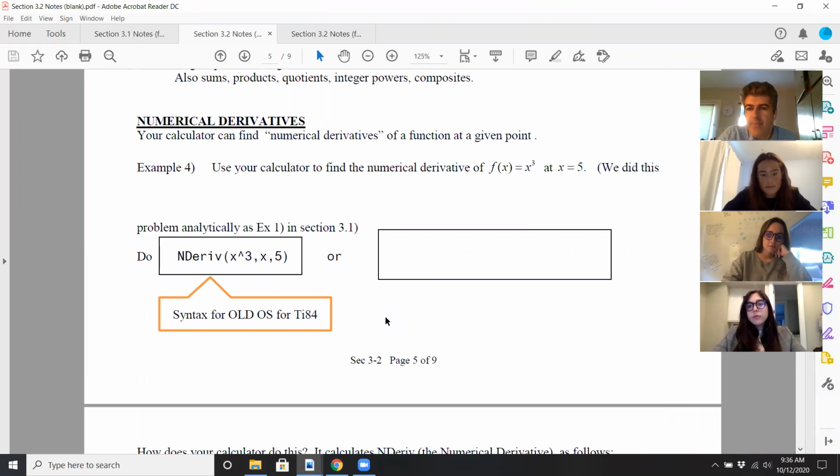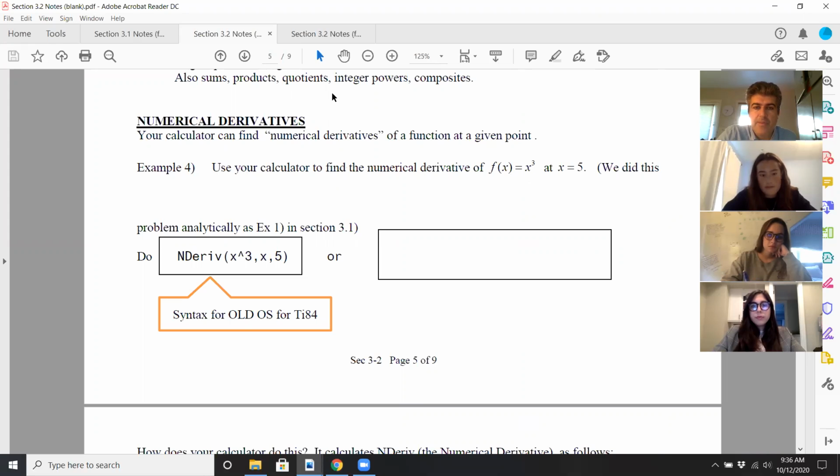Well, first of all, how do you find the numerical value of the derivative on the calculator? Let's do that first, and then we'll talk about what it's actually doing. So yes, you can find numerical derivatives at a given point. That's totally possible. For example, let's use the calculator to find the numerical derivative of x cubed at x equals 5. We did this already in the 3-1 notes.